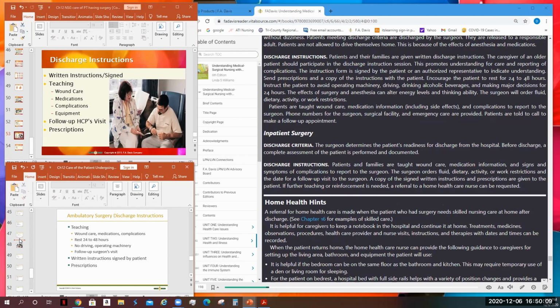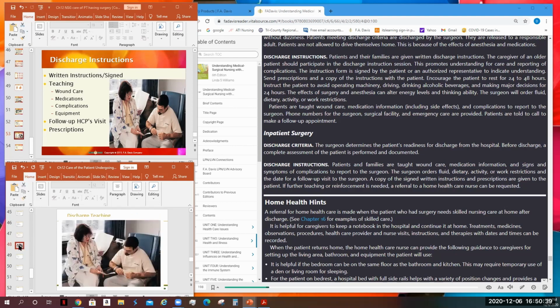Encourage the patient to rest for 24 to 48 hours. Instruct the patient to avoid operating machinery, driving, drinking alcoholic beverages, and making major decisions for 24 hours. The effects of surgery and anesthesia can alter energy levels and thinking ability. The surgeon will order fluid, dietary, activity, or work restrictions.